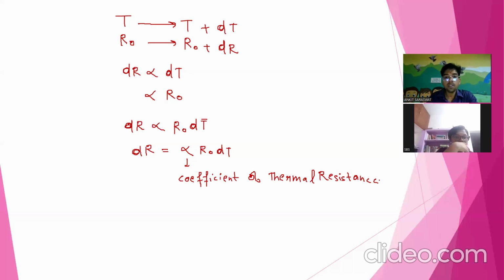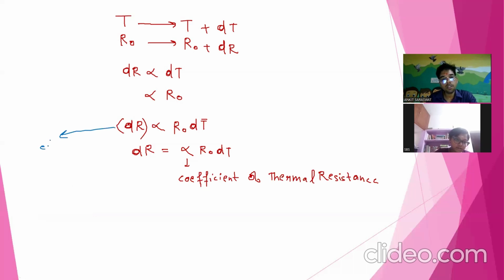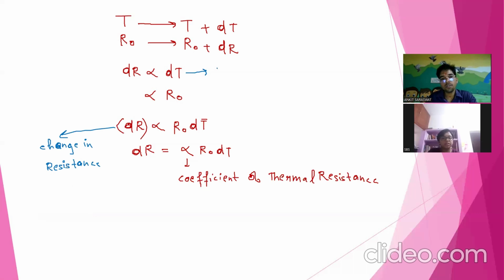Then what is dR? This dR is the change in resistance. And what is dT? dT is the change in temperature. And what is alpha? Alpha is the coefficient of thermal resistance. Clear? Now listen to me carefully.